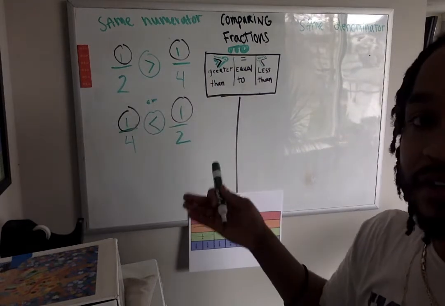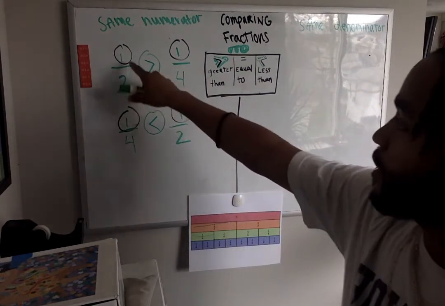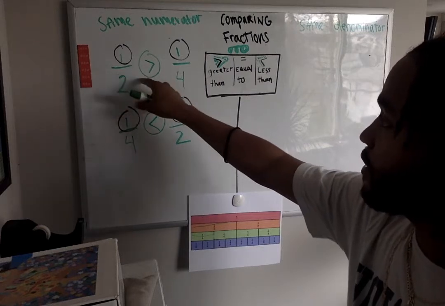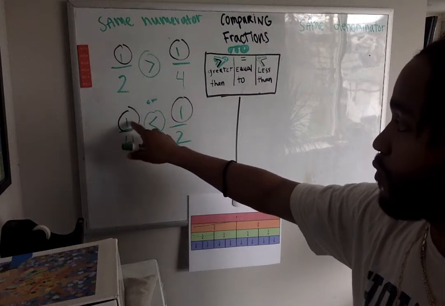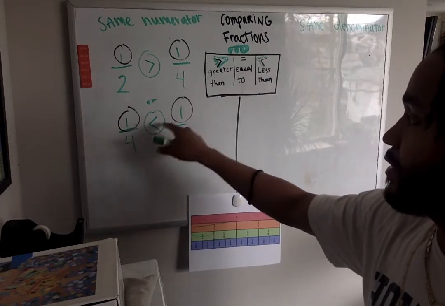But the way that I read it is a little bit different. Over here we have 1/2 is greater than 1/4. But over here, 1/4 is first. So we say 1/4 is less than 1/2.